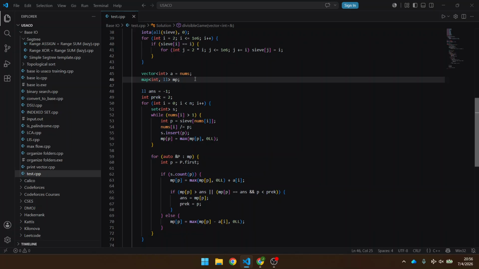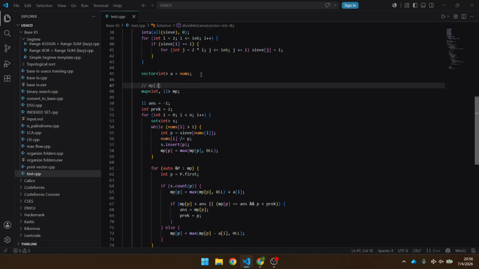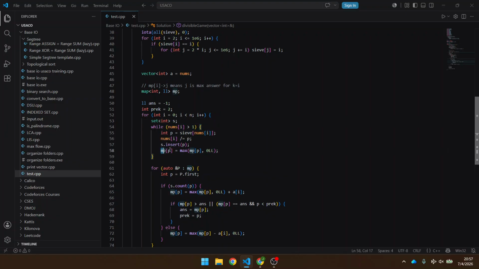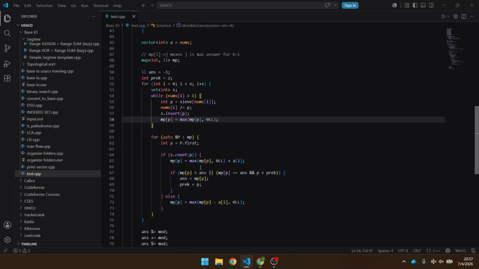This map would be, so map i to j means j is the max answer for k equals i. Right here, right? So currently this would be at 0 because we just set it to 0 for now. Later we'll change it.